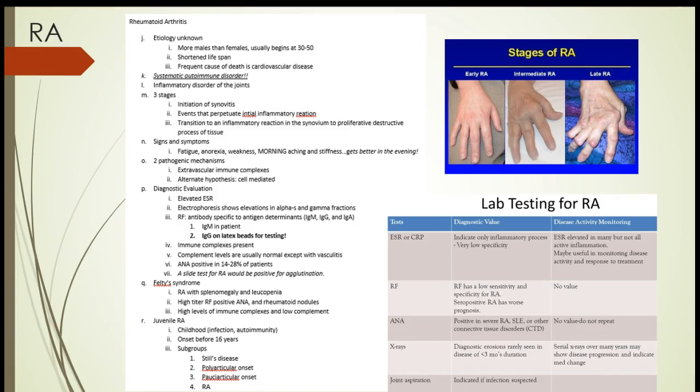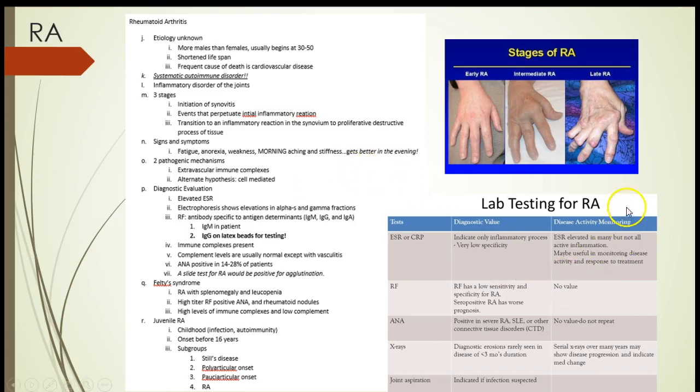The first thing that happens is we've got the initiation of synovitis, where your joints are kind of starting to hurt, right? Then we have events that turn into an initial inflammatory reaction, and it transitions to an inflammatory reaction in the synovium, where we actually have a destructive tissue process going on. So we see fatigue, anorexia, weakness. We have morning aching and stiffness that gets better in the evening, but it certainly is worse in the morning. They're not 100% sure what causes this, but there are extravascular immune complexes, and this could be cell-mediated as well.